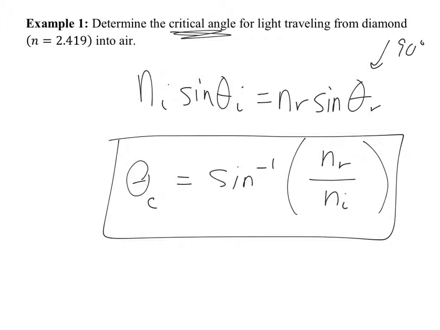Okay, that's what we have. I think it's on your formula sheet. Take a look, please. It should be on there. So you have Snell's law, and then whenever you set theta R equal to 90, we're going to come up with this critical angle formula. So all you have to do ever is plug in.